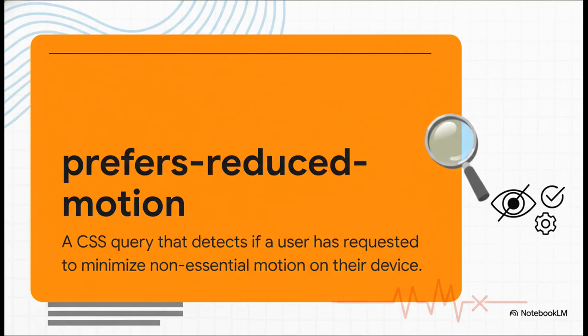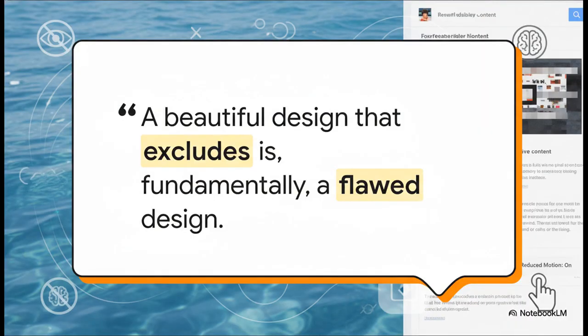Now, beyond performance, there's another factor we absolutely cannot ignore: accessibility. This little piece of code right here is a user's direct signal to us. They've gone into their system settings and asked for less animation, and our websites must respect that choice. For some users, a lot of motion isn't just annoying, it can be physically uncomfortable or even trigger conditions like vertigo. By wrapping our animation code in this query, we make sure it only runs for people who are okay with it.